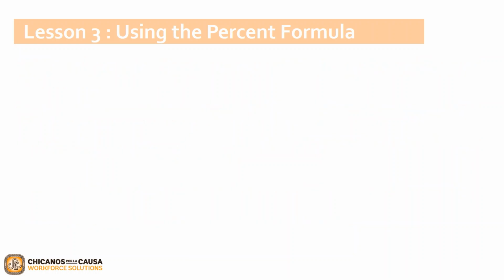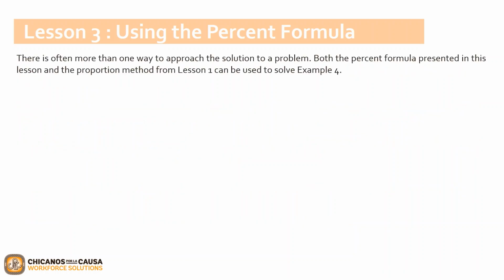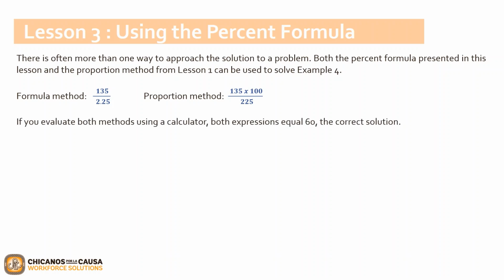There's often more than one way to approach the solution to a problem. Both the percent formula presented in this lesson and the proportion method from lesson 1 can be used to solve example 4. As seen here, the formula method is written as 135 over 2.25, and the proportion method is written as 135 times 100 over 225. If you evaluate both methods using a calculator, both expressions equal 60, the correct solution.